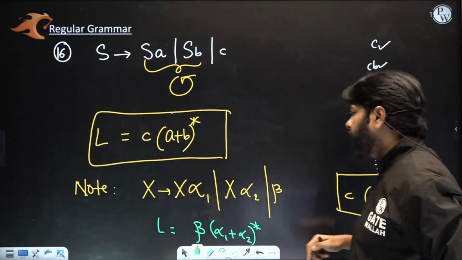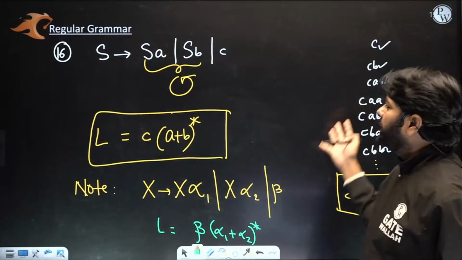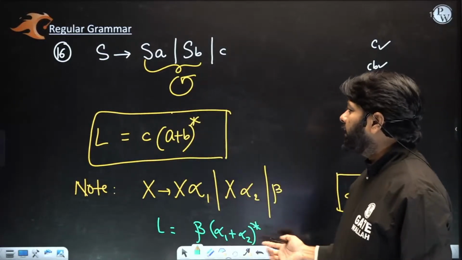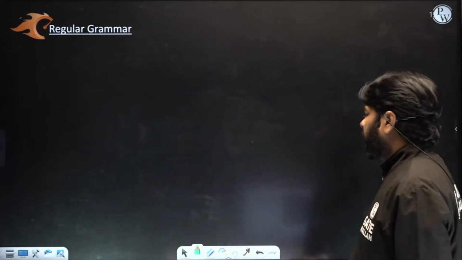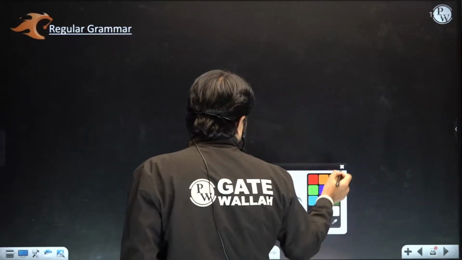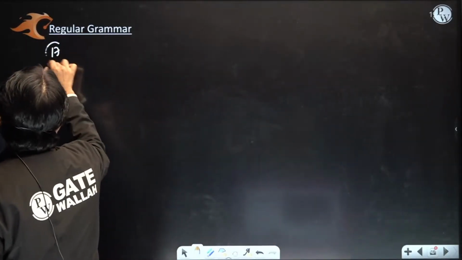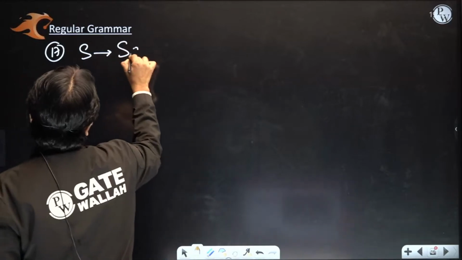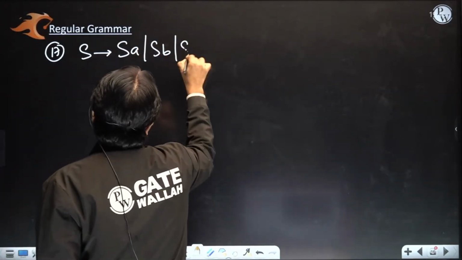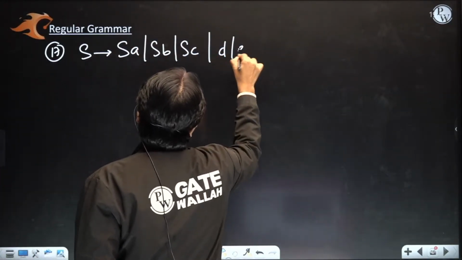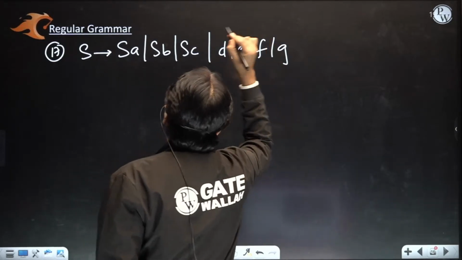Okay, parse tree. Why do you want a parse tree? Do you require anything here? No, right? Fine. Let's see one more. 17. S derives SA or SB or SC or D or E or F or G. How do you do it now?